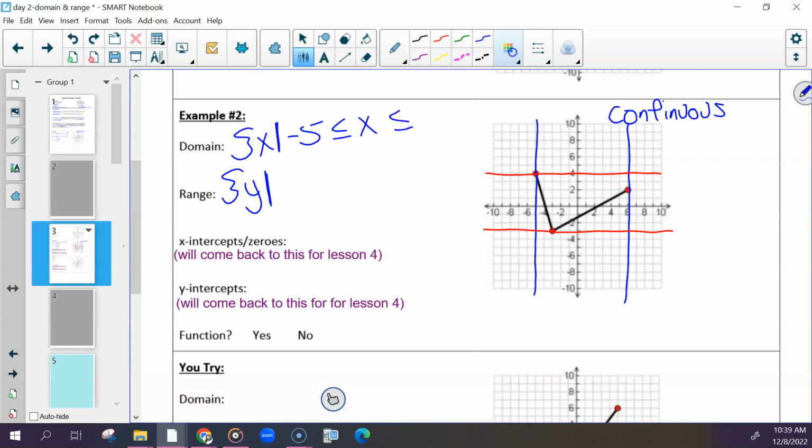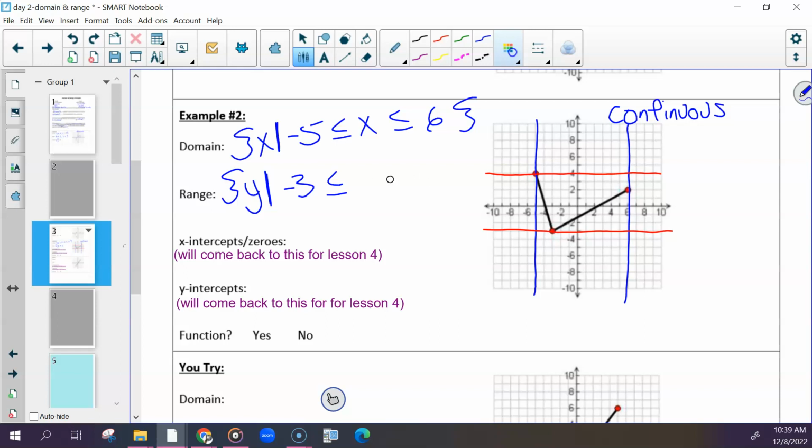What is our furthest point to the right? You guys are whispering. Yes. And then curly brackets. And then for our range, what is our lowest? -3. Help me write this. Matthew? -3 less than or equal to 2.